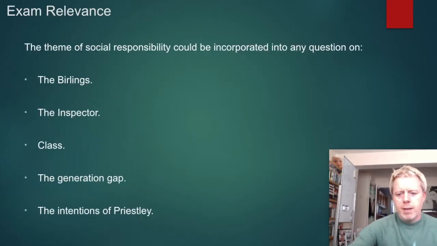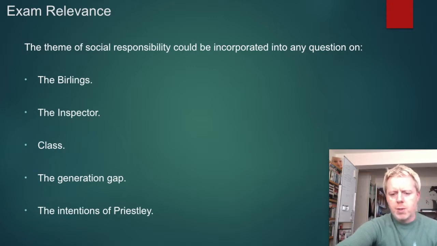Okay, and the final screen, as usual, is how do you connect this theme to a particular exam question? How could you incorporate it? So any question on the Birlings, we've just explored all of that. The inspector, class and attitudes towards the lower classes, and also towards women as well. The generation gap, differing attitudes there towards responsibility: how the younger Birlings accepted responsibility for their poor behaviour towards Eva Smith, but the older Birlings did not.